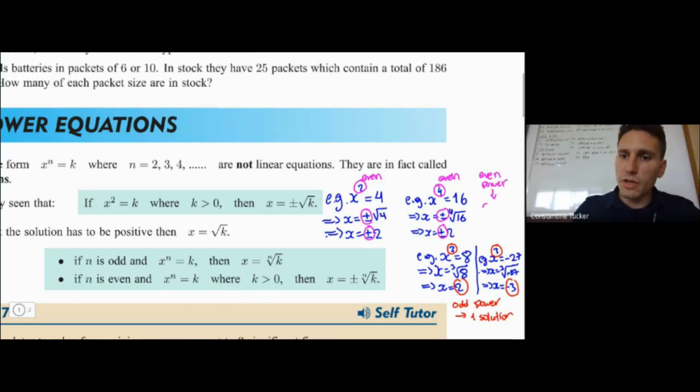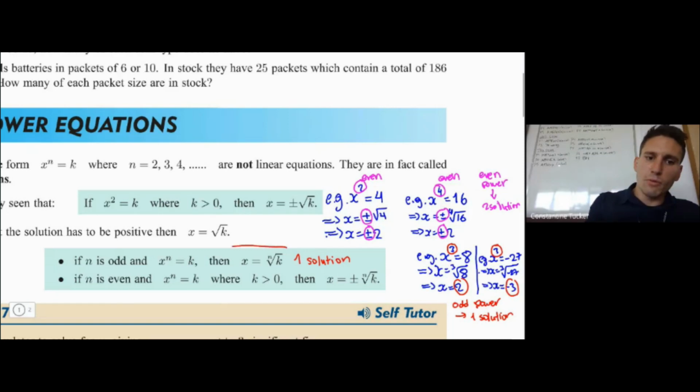And the textbook has presented this nicely here in a way which I'm sure most students will have a bit of an issue with, because it's very algebraic. So what the textbook has said here is this: if n is odd, then you have one solution. And this is the one solution you get here on the left.